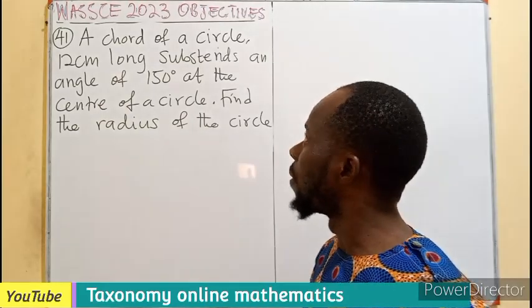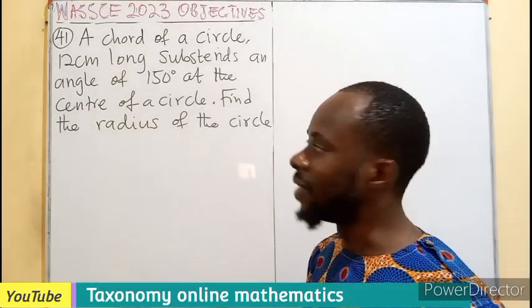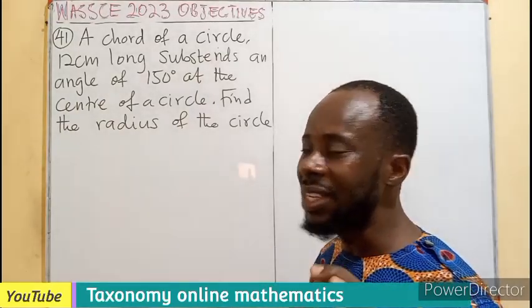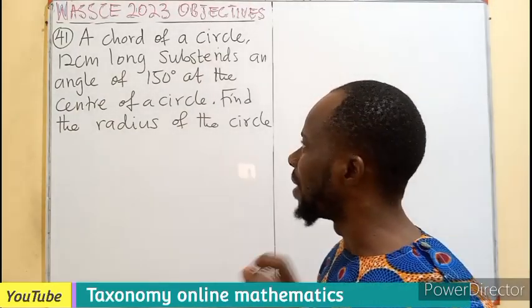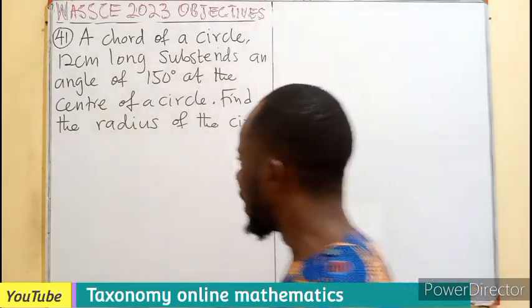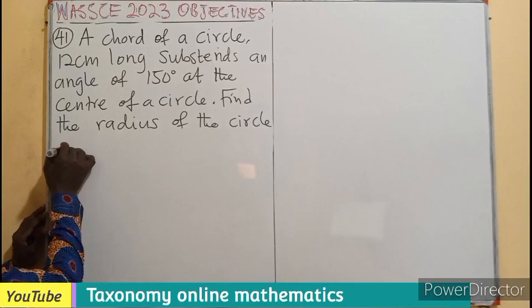A chord of a circle 12 centimeters long subtends an angle of 150 degrees at the center of the circle. We have to find the radius of the circle. Let's make a sketch of that diagram.